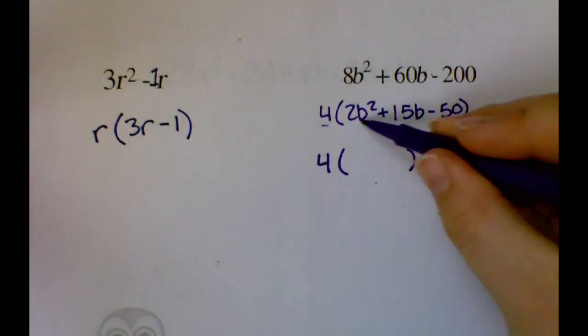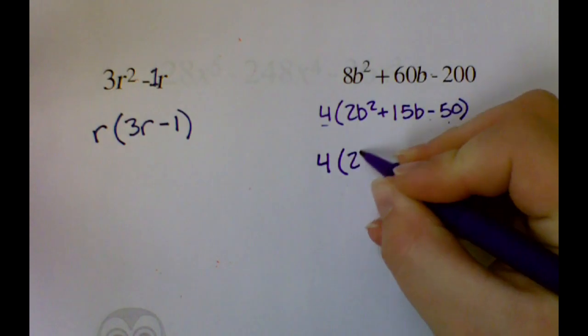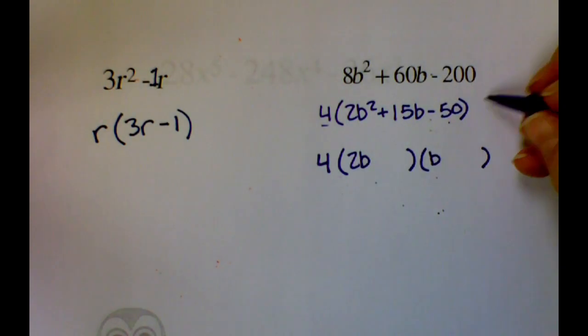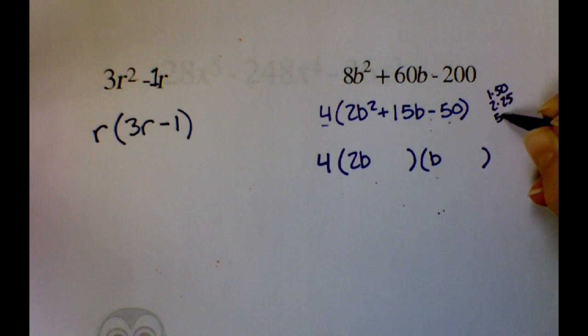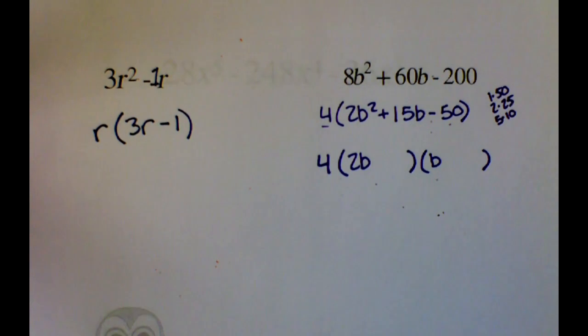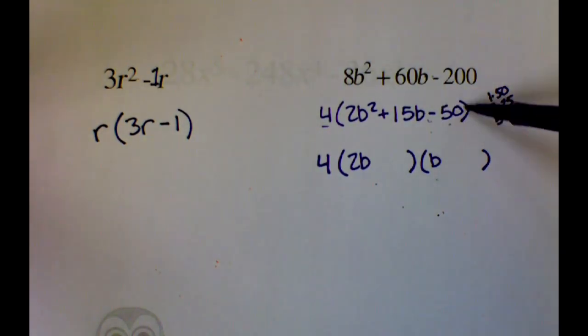But we just have to factor 2b squared plus 15b minus 50. The only way to break apart 2b squared is 2b and b. Numbers that multiply to 50, I have 1 and 50, 2 and 25, 5 and 10. That's it. So I think about what can make my plus 15. Remember that this is a minus 50, so one of these numbers has to be a minus. I think 5 and 10.